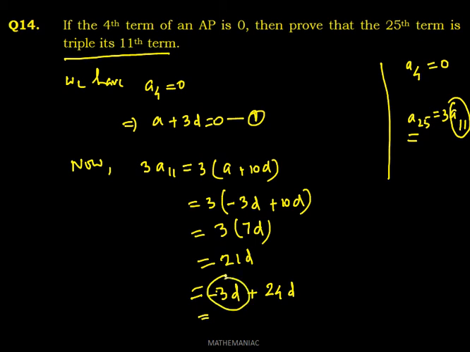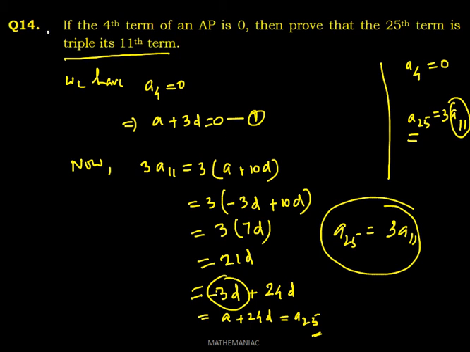Now you see minus 3d can be replaced from here as a. Now what do you call it? A25. So what have you got? A25 equal to 3 times A11. Students find it difficult, but it is really a very important question, and of course easier. Okay, so today I'll finish with this. No more problems for today. We'll see next day again.